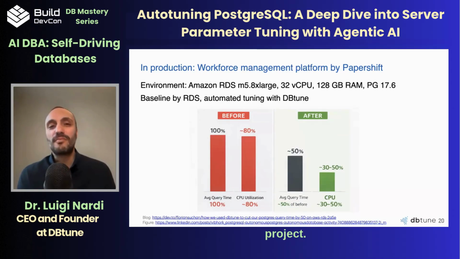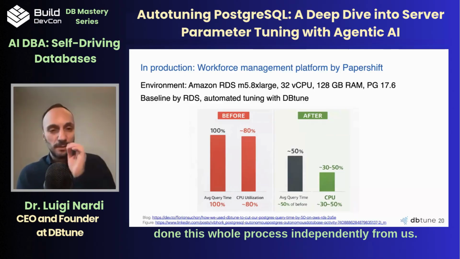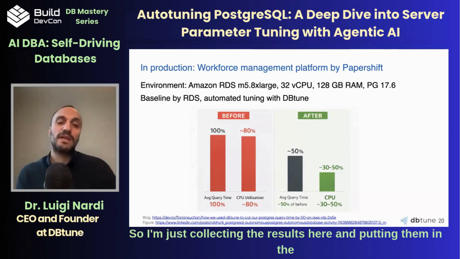migration project, and they moved from an instance to a different instance type with 32 CPUs, 128 gigabytes of RAM, and Postgres 17.6. And the baseline is the RDS defaults, and here we have then automated. So they have automated, and they've done this whole process independently from us. So I'm just collecting the results here and putting them in the slide.